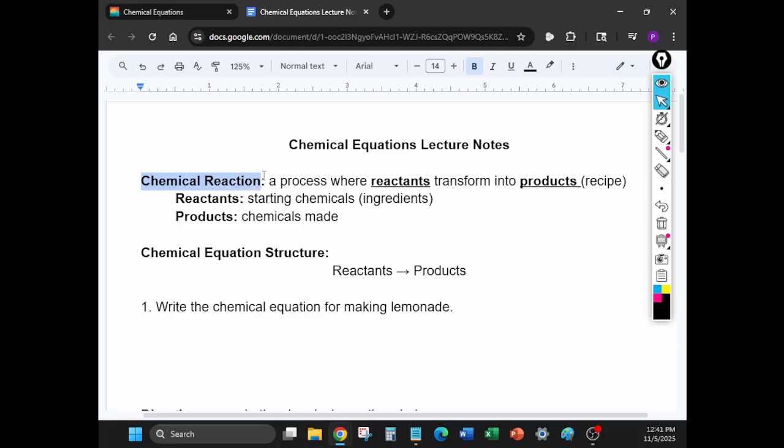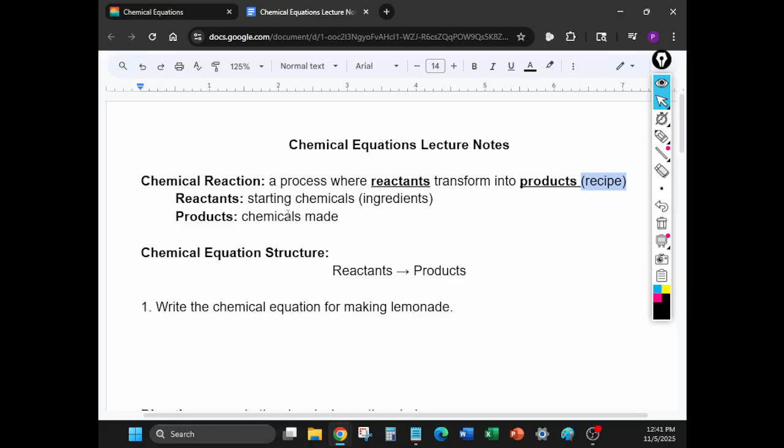So the stuff we're going to be working with are called chemical reactions. You guys don't need to write this down. I'll tell you what's important. But chemical reactions are very simple. It's basically where you mix chemicals and you make new chemicals. Okay, that's a chemical reaction. You can think of it as a recipe.